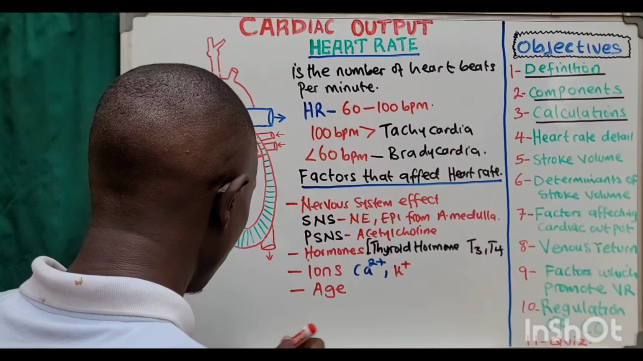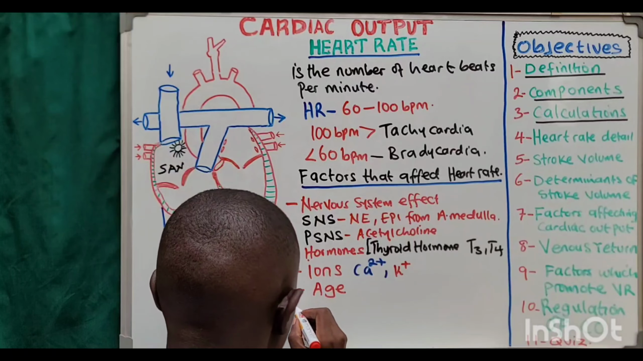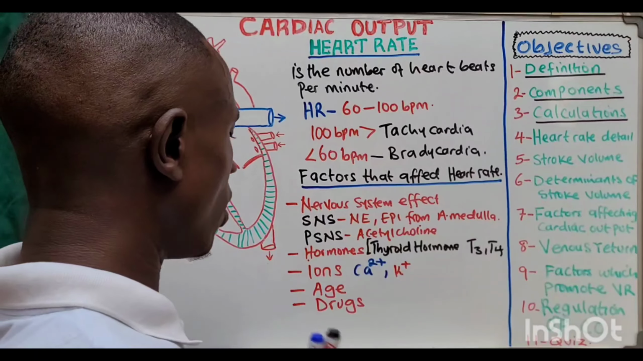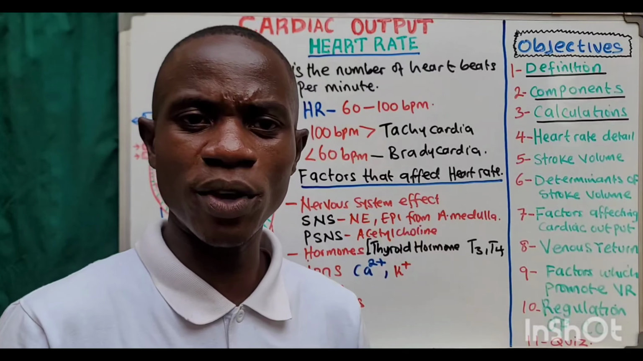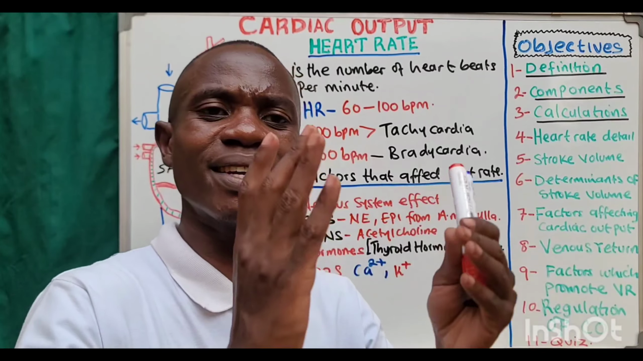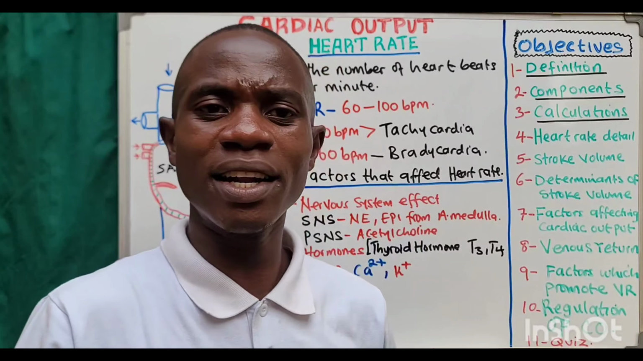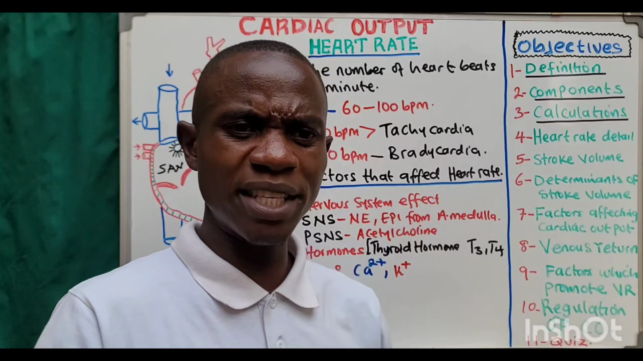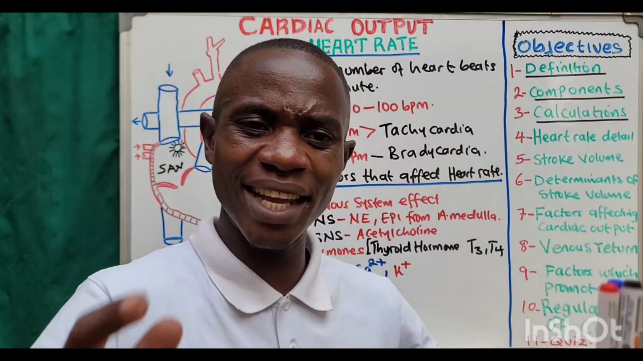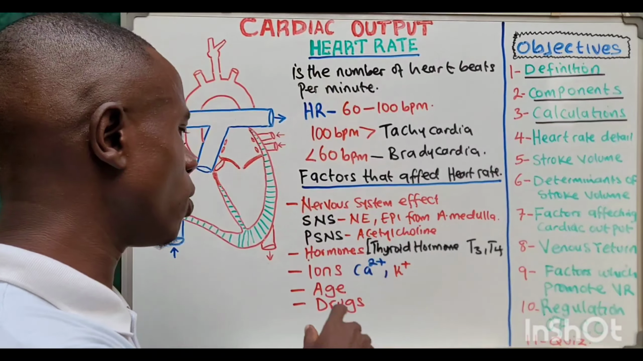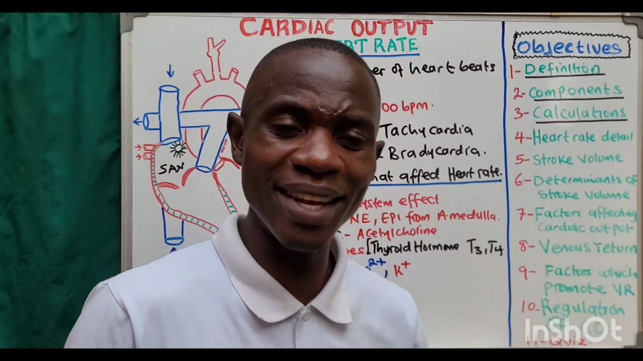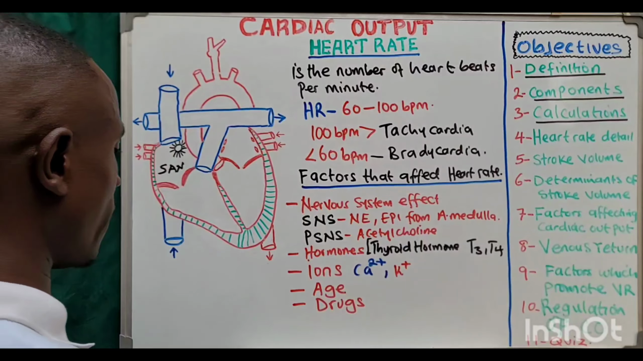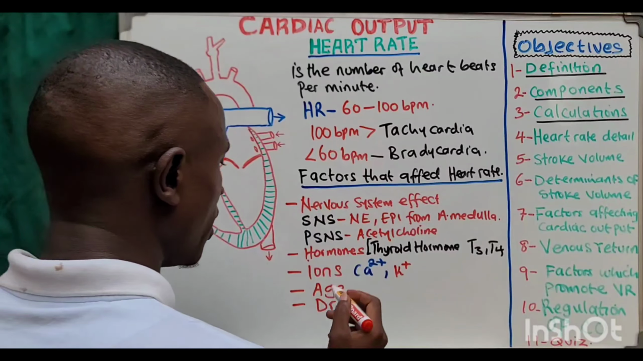Now, another factor that is so important is going to be drugs. Now, drugs can also affect heart rate. We have those drugs which can increase heart rate, and we also have those drugs which can reduce heart rate. Some drugs, like for example, calcium channel blockers and beta blockers, significantly lower the heart rate, and some other drugs, like for example, adrenaline, can increase heart rate. So now even drugs can also affect the heart rate.